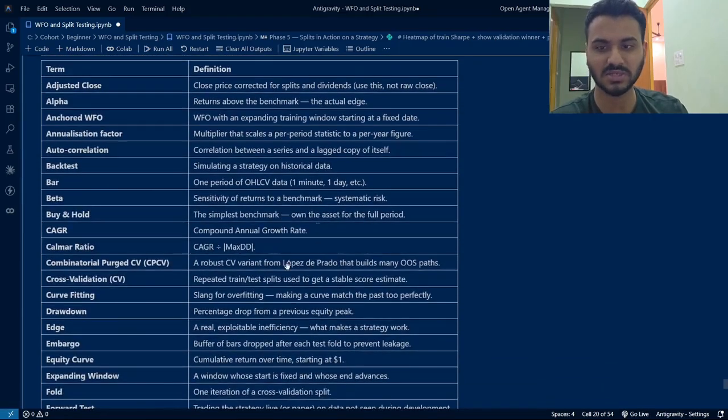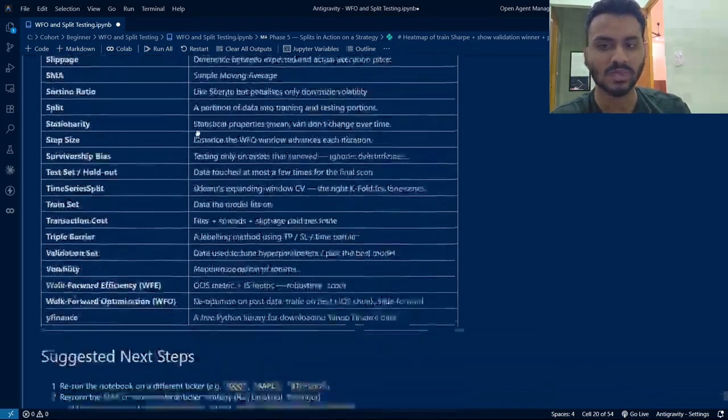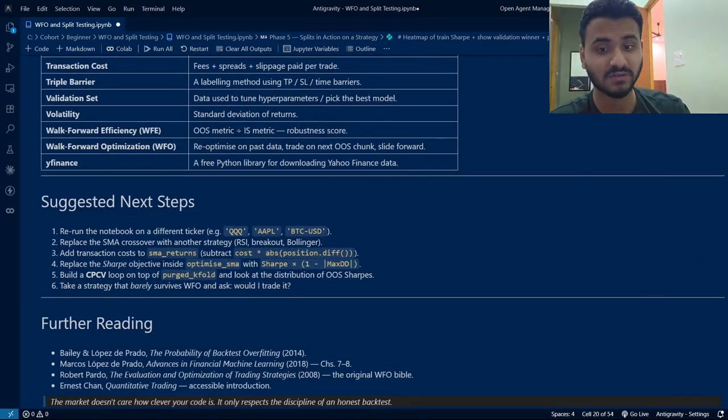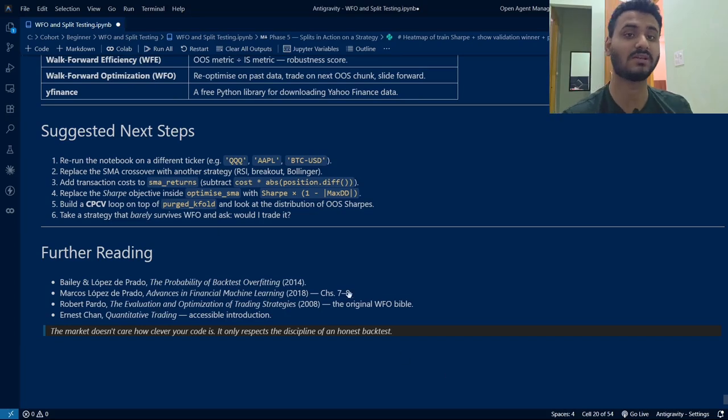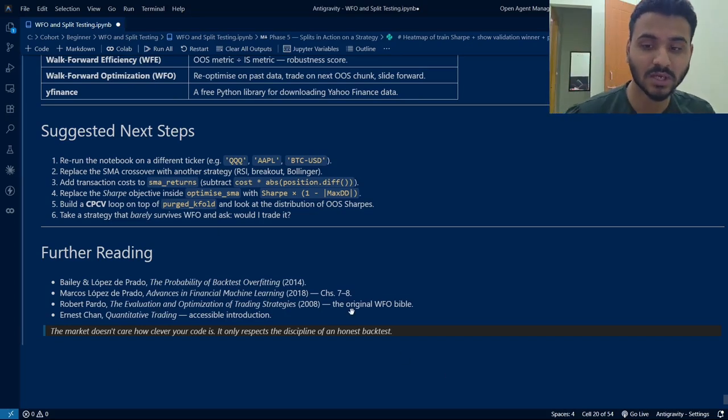These are the glossary for what we have talked about. These are the suggested next steps and further readings: the probability of backtest overfitting, advances in financial machine learning. The next video will be, hopefully, on the basics of ML, right?